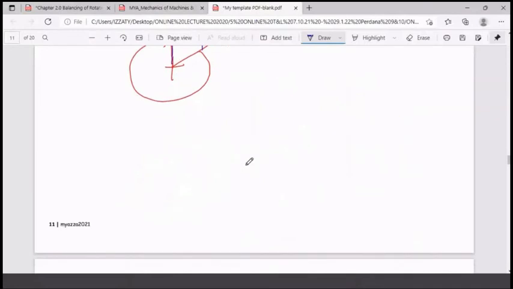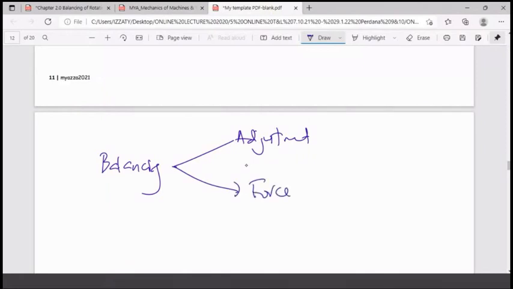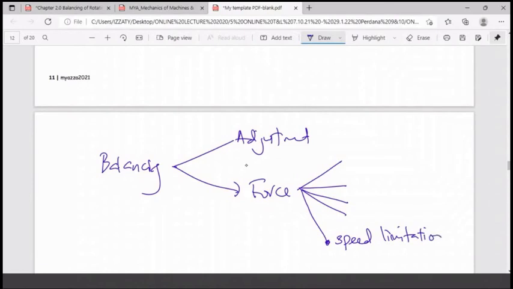So balancing just now, we covered adjustment, alhamdulillah. Then we covered force. Yes, we covered force, so many forces. The last one here, remember, is speed limitation, or sometimes maximum speed.